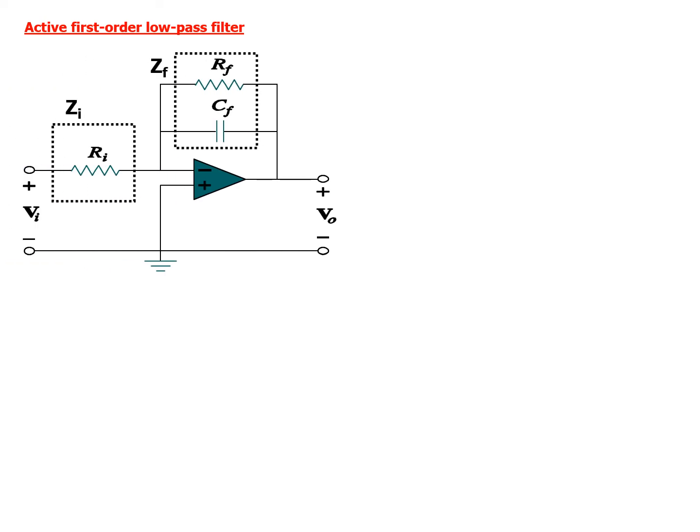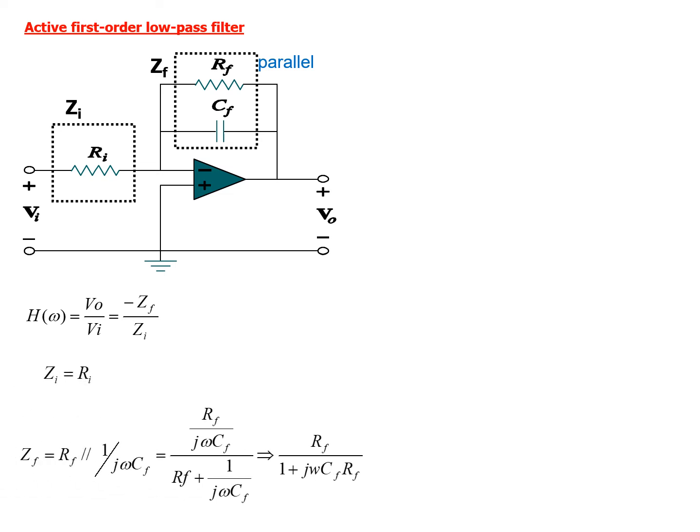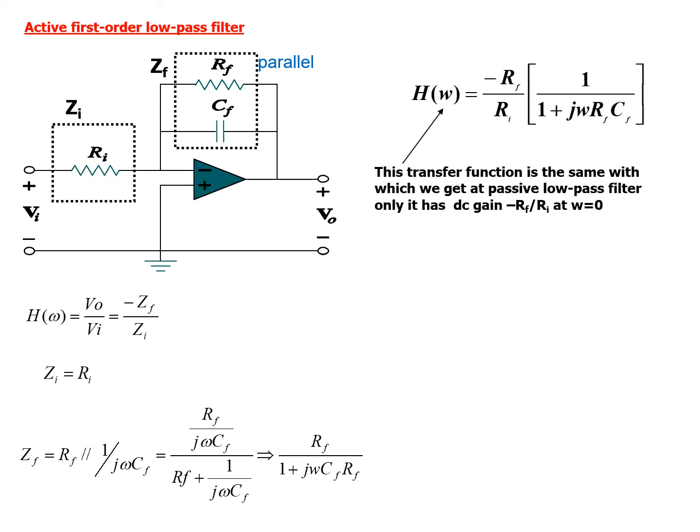For an active first order low pass filter, the circuit is as shown. The feedback impedance has RF and CF, and the input impedance only consists of RI. And the transfer function is Vout over Vin, or minus ZF over ZI. Why minus? Because it is an inverting amplifier. And ZI equals RI. Thus we have ZF, which simplifies to become RF over 1 plus j omega CF RF.